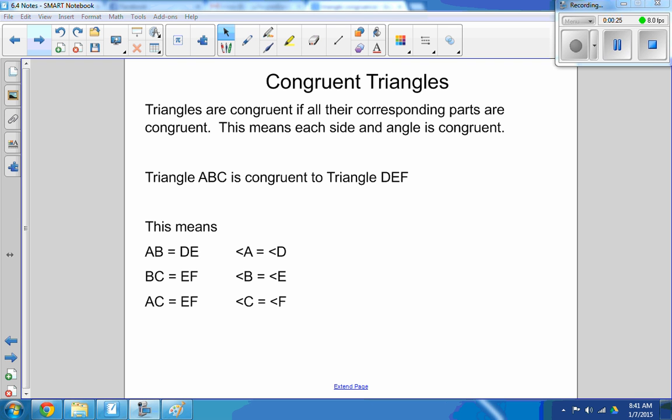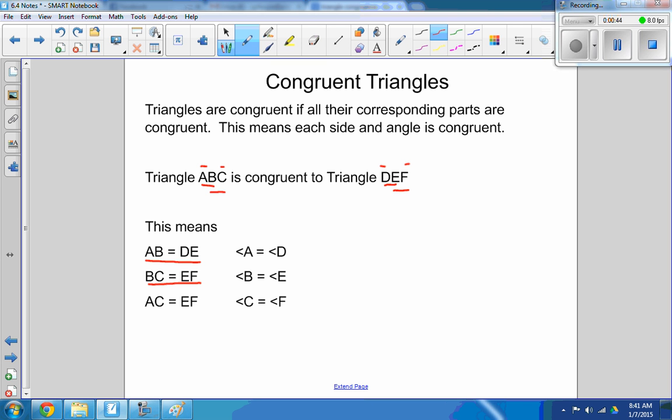So if I have triangle ABC is congruent to triangle DEF, this means AB is congruent to DE, BC is congruent to EF, and then AC is congruent to DF. Oh, that's a typo. That should be DF. And then angle A to angle D, angle B to angle E, angle C to angle F. A to D, B to E, C to F.